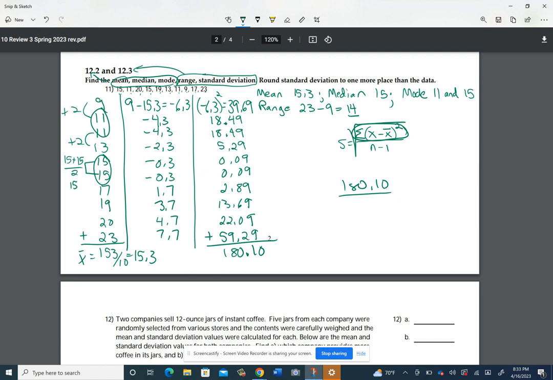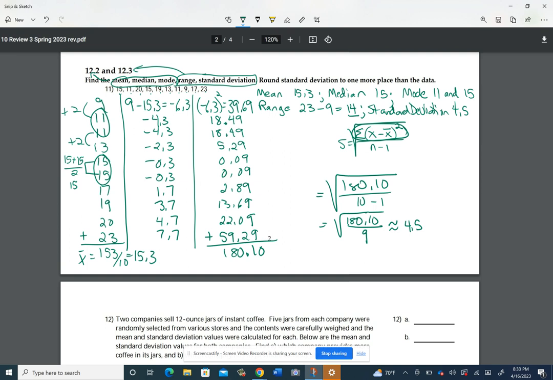Now you're going to divide by one less than the number of data values. So 10 minus 1. Then when that's done, you're going to square root. So that's going to turn out to be the square root of 180.10 divided by 9, and that turns out to be about 4.5. Okay? That would be your standard deviation, 4.5. And it basically means that it's sort of like an average of the deviations from the mean.